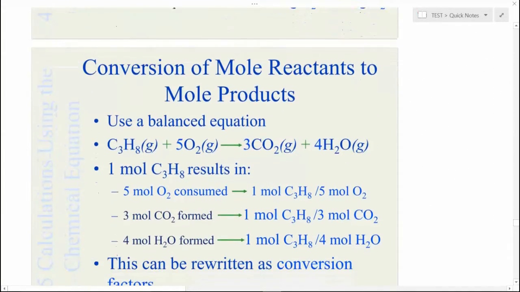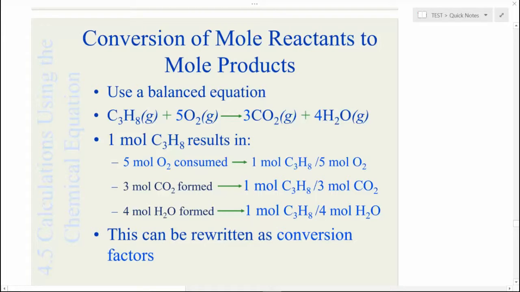Now, when we're considering the conversion of mole reactants to mole products, we're going to look at another example here. We have to have a balanced chemical equation, and we can see that we do have one here. 1 mole of C3H8 results in 5 moles of O2 consumed, so 1 mole of C3H8 over 5 moles of O2. These are the conversion factors. 5 moles of O2 for 3 moles of carbon dioxide. 3 moles of carbon dioxide for 4 moles of water. 1 mole of C3H8 for 5 moles of oxygen.